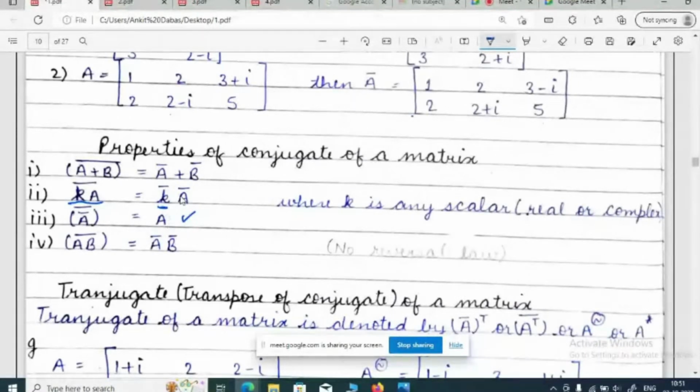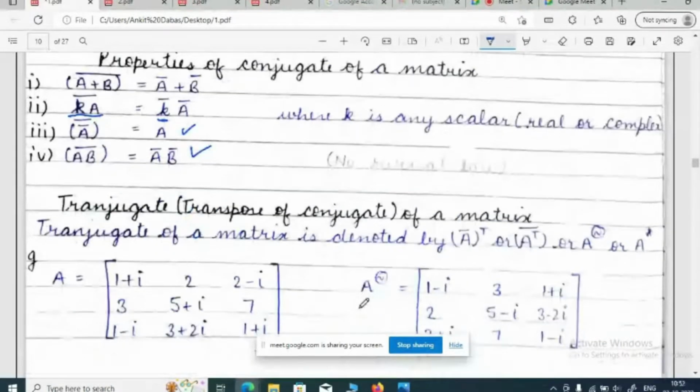And the conjugate does not follow any reversal law. It is just AB conjugate is equal to A conjugate into B conjugate. Next term is tranjugate of a matrix, which is formed of two words, that is transpose and conjugate. So we will take the transpose of the matrix and the conjugate. You can either take first transpose and then form the conjugate, or first you can take the conjugate and then do the transpose. They both will give you the same result.